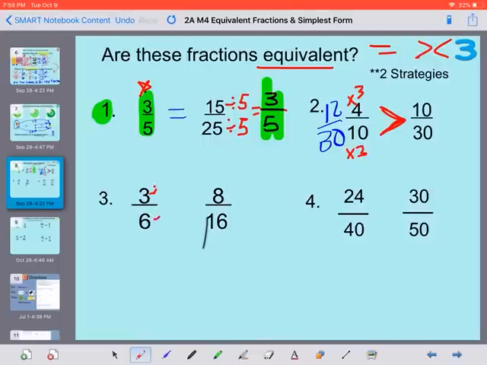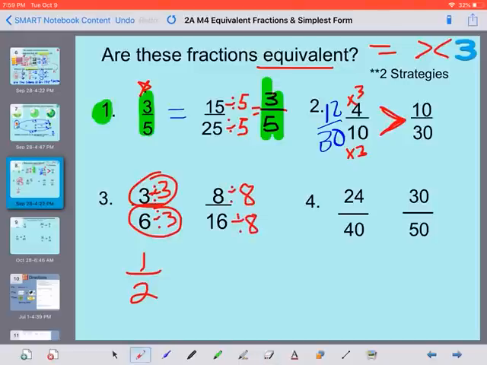I can divide the 3 and the 6 by 3. 3 divided by 3 is 1. 6 divided by 3 is 2. On the other side, 8 and 16, 8 goes into both of those. So I'm going to divide them both by 8. As long as you're dividing the top and the bottom by the same number, you will get an equivalent fraction or an equal fraction to what you have. 8 divided by 8 is 1. 16 divided by 8 is 2. So these fractions are equal to each other.